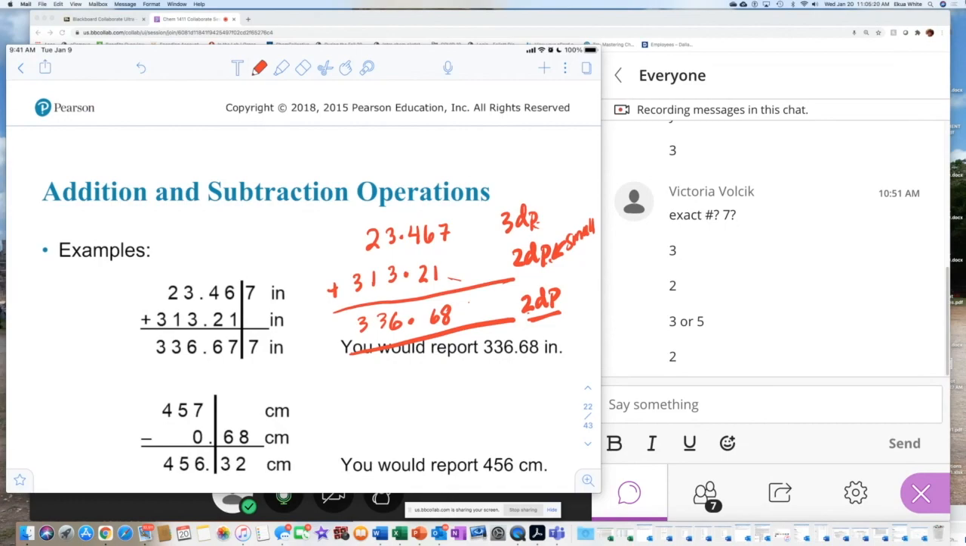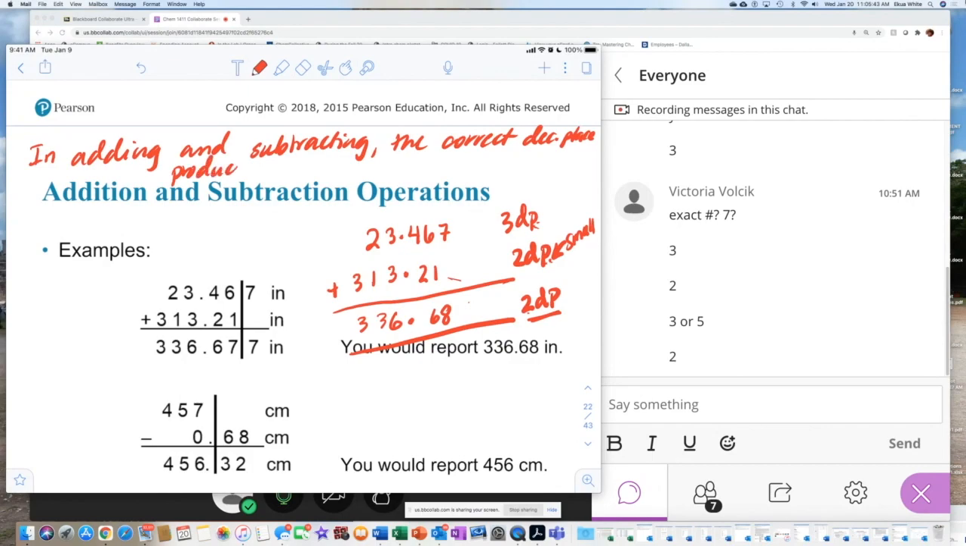Yes, we were. So then I'm going to paraphrase the conclusion. In adding and subtracting, the correct decimal place produces a number with correct significant figures. Okay, it's a means to an end.